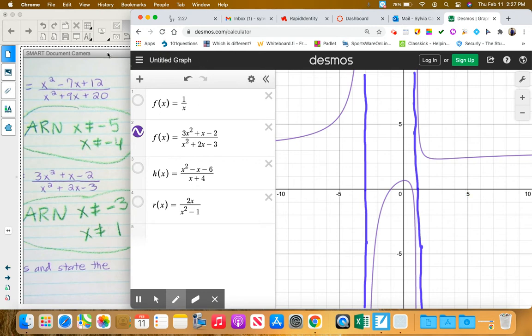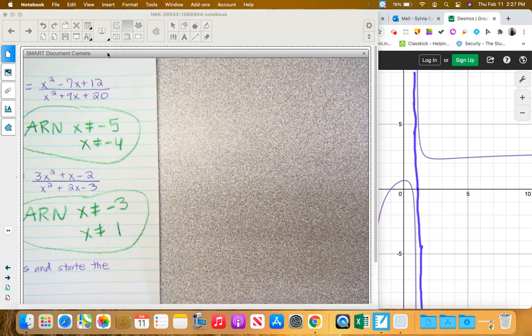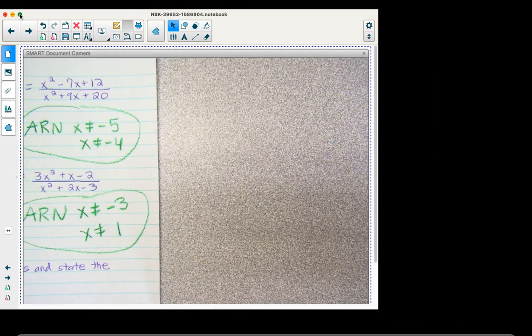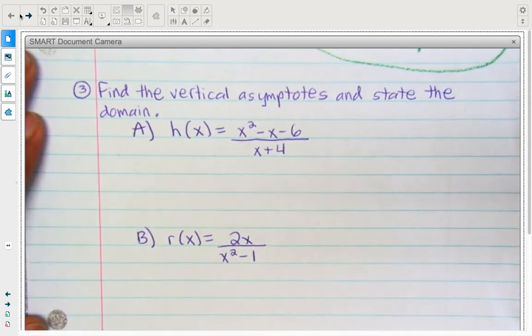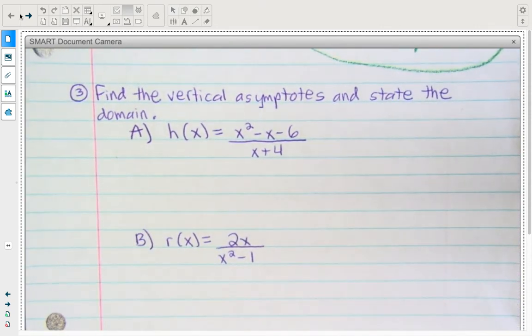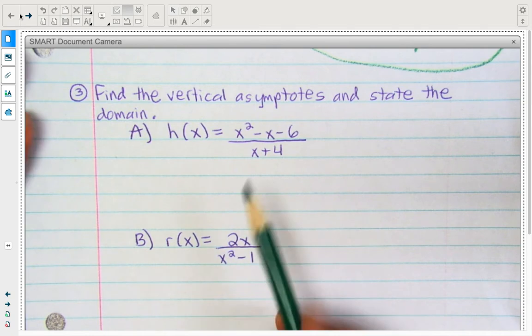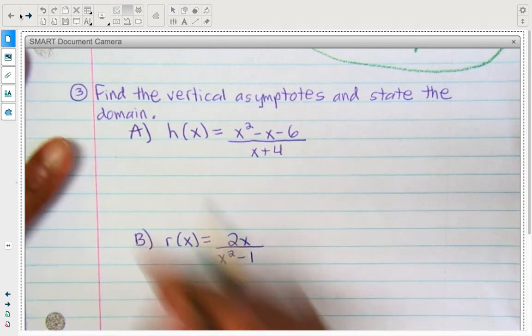Now, I just want to end, and we've kind of already touched on it a little bit. I want to end with finding our vertical asymptotes, which are super, super similar to what we just did by finding the domain. So I just want to do these last two problems, and then we'll take a look at the graphs. So find the vertical asymptotes and state the domain. When you find your vertical asymptotes, they are exactly the same as what we just did to find the domain. So you're going to take your denominator, and you're going to set it equal to 0.